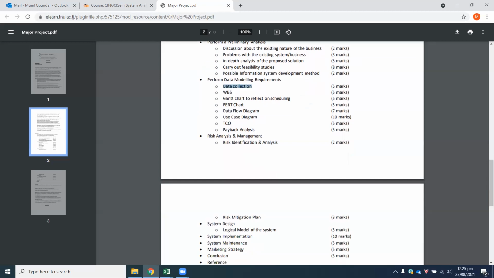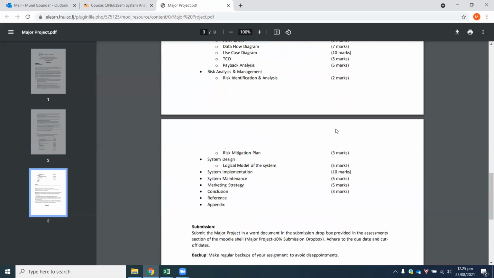And finally, under modeling requirements, you have payback analysis. That means you need to analyze whether the business will get revenue or will they go through a loss while you're performing the payback analysis. So that carries 5 marks as well. After that, you have risk analysis and management. So some of the risk identification analysis techniques carries 2 marks, and risk mitigation plan, which carries 3 marks.